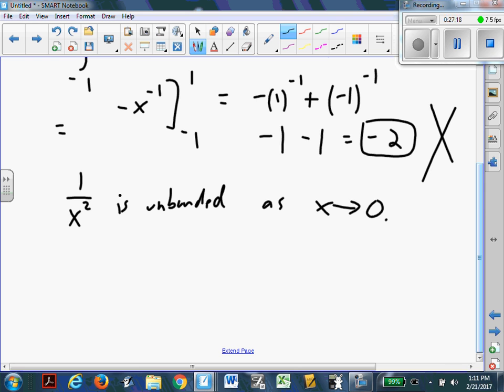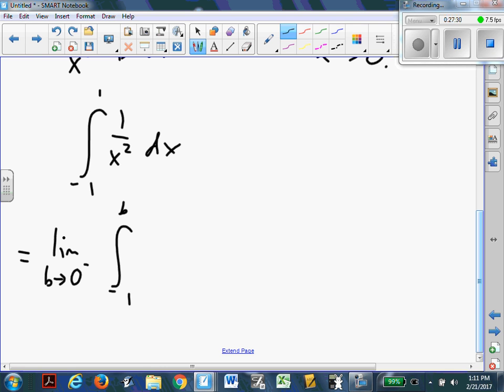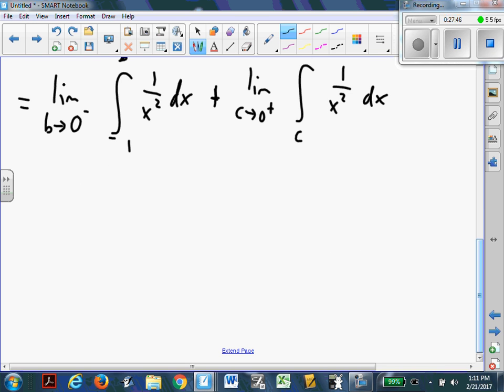So in order to do this problem correctly, the integral from -1 to 1 of 1 over x squared dx, we would have to take the limit as b approaches 0 from the left of the integral from -1 to b of 1 over x squared dx, plus the limit as c approaches 0 from the right of the integral from c to 1 of 1 over x squared dx. Again, this isn't on the page, but I'm just trying to show you why we need these improper integrals.